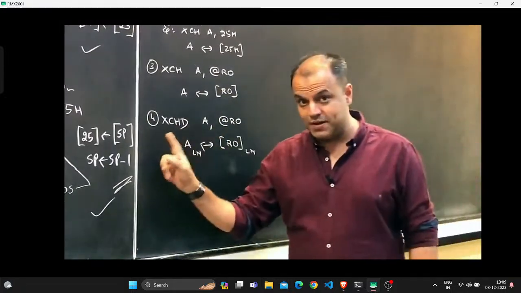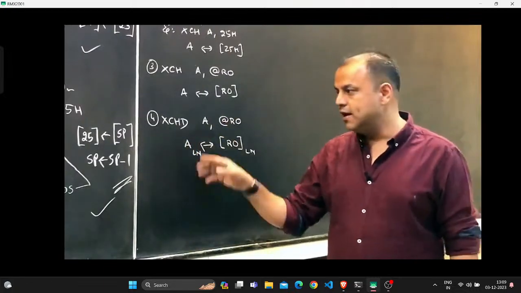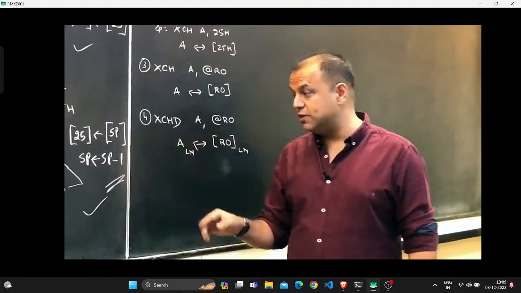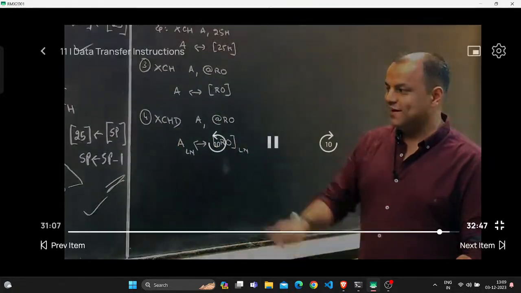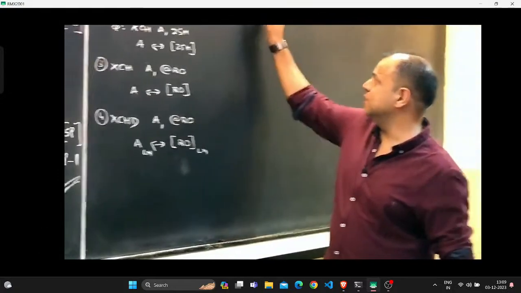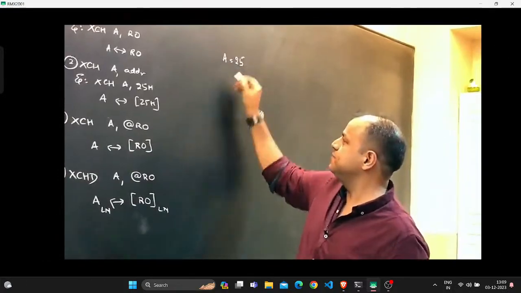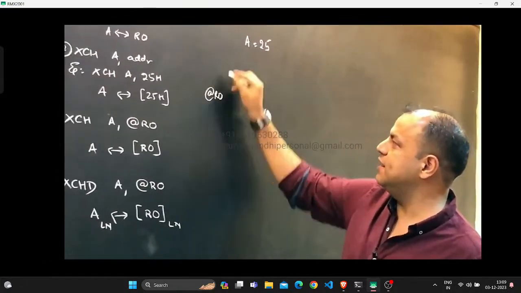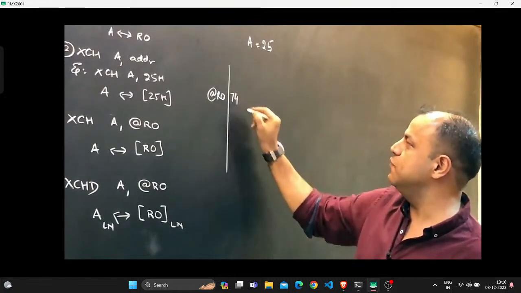Let's see the difference between these two. Okay, this is important. This is a repeated question in the exam because, like I said, it's very rarely used, but it exists. Students tend to ignore it. Most people think this is a typing mistake. It's not. It's a perfectly valid instruction. Look here. Suppose A is 25 and @R0, the location pointed by R0, is 74.